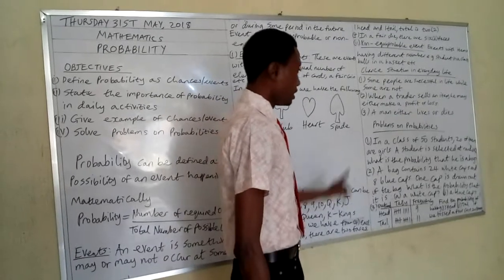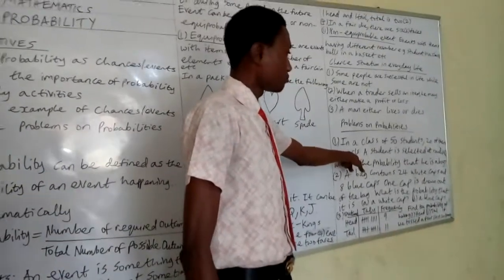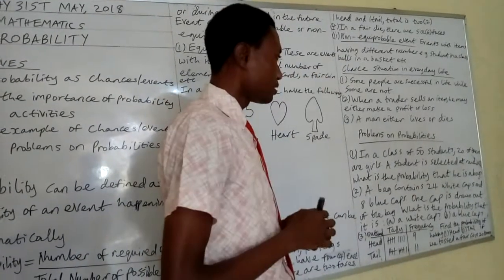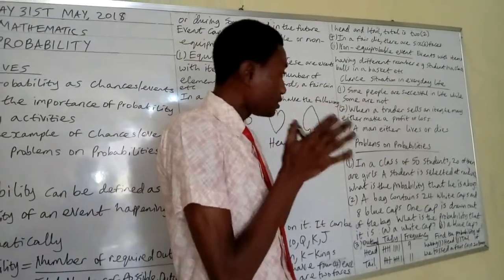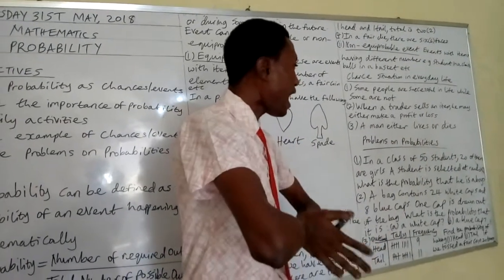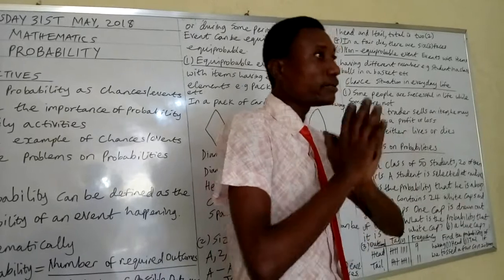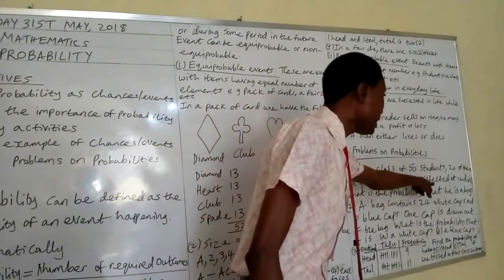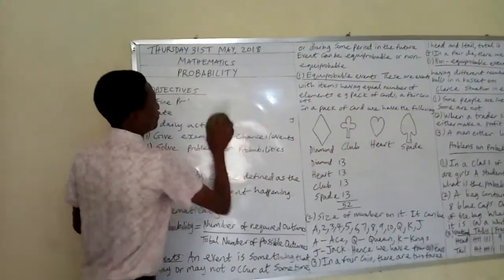Look at the first one. In a class of 50 students, 20 of them are girls. That's it. Now, sometimes when you are given a question of probability, you have to use your initiative. From what we have here, in a class we have how many students? 50. 20 are girls. Automatically, we know that the remaining will be 30 boys. Now, they said a student is selected at random. What is the probability that he is a boy? Let me solve that.